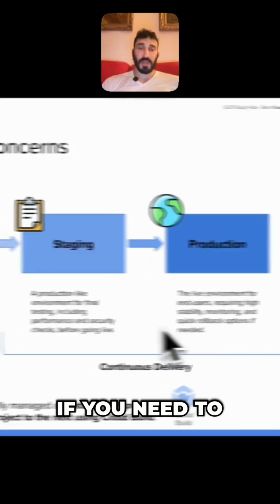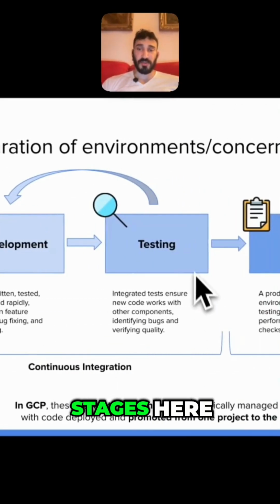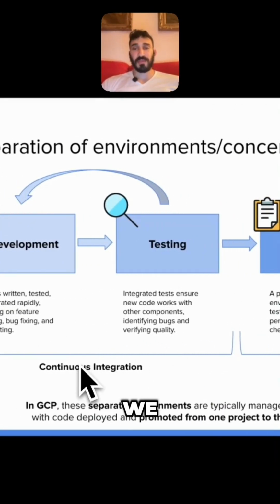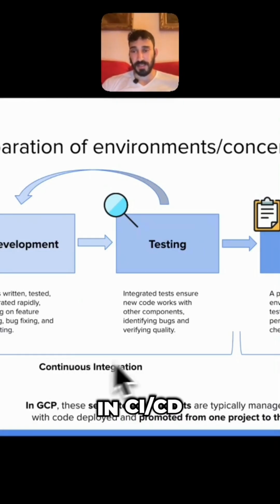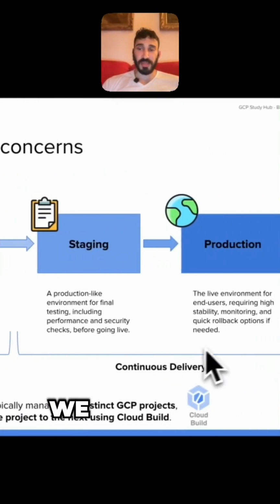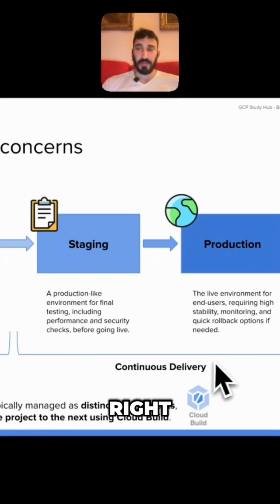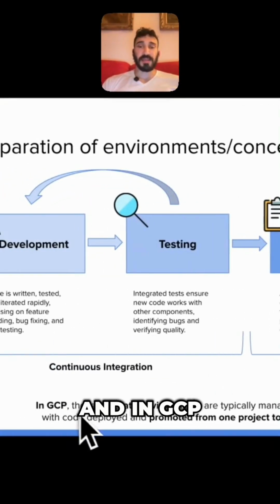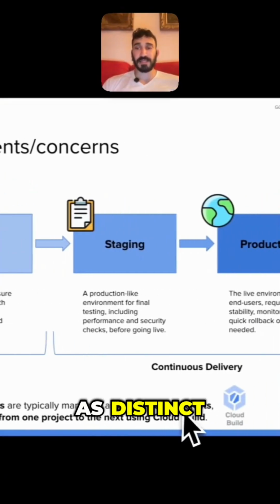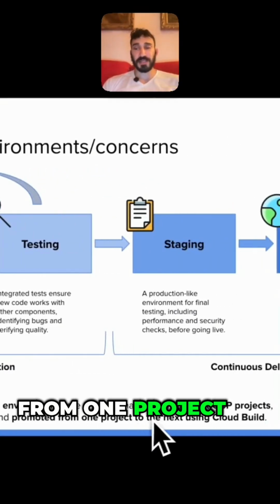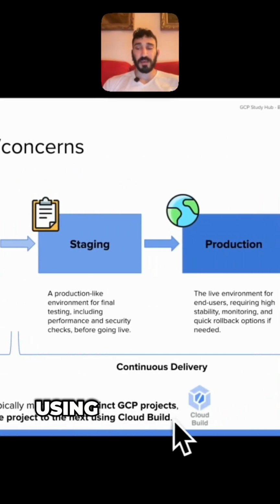The first two stages here, the first two environments, we think of as continuous integration. So that's the CI in CI/CD. The second two environments we think of as continuous delivery, right? And in GCP, these separate environments are typically managed as distinct GCP projects, with code deployed and promoted from one project to the next using Cloud Build.